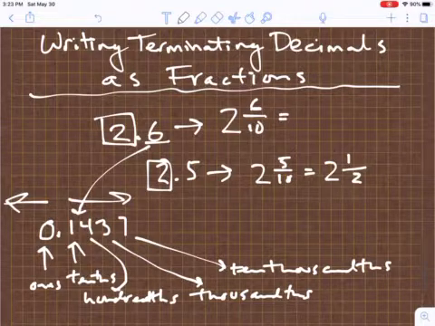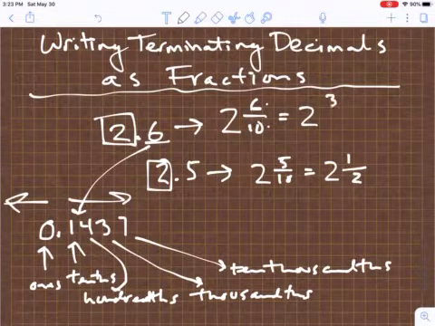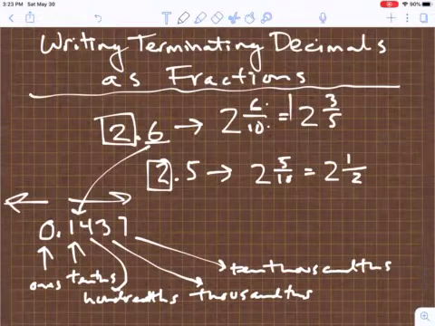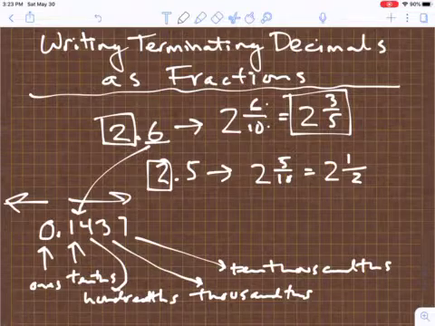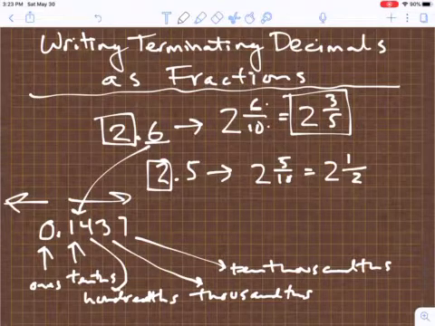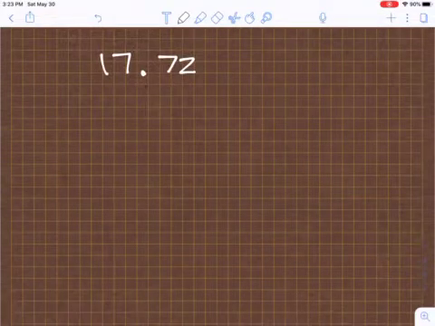So let's rewrite that. You can divide both 6 and 10 by 2 and get 2 and 3/5. That is my simplified mixed number. It is now written as a fraction, and you're in good shape. So let's take a look at a couple others. So 17.72.